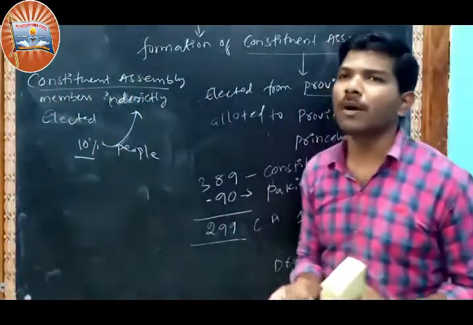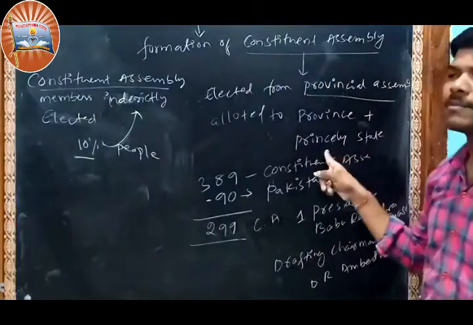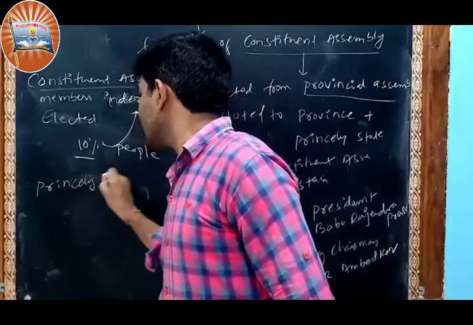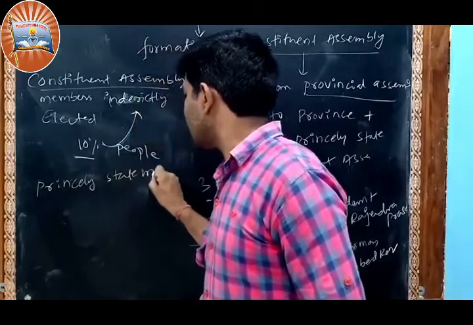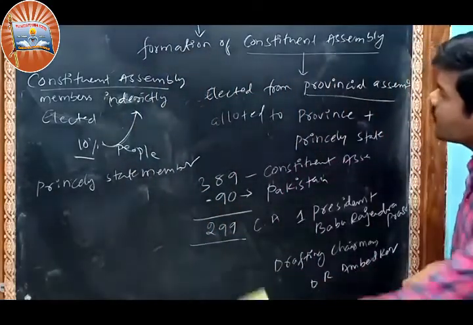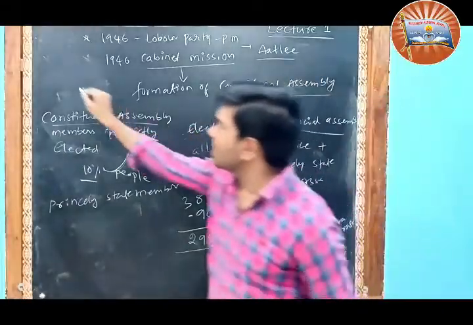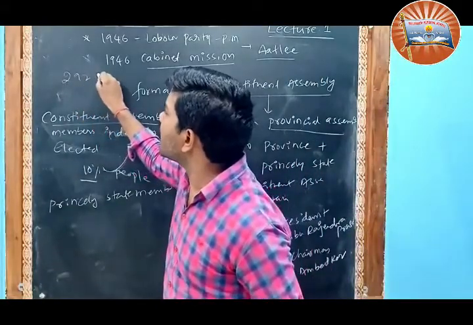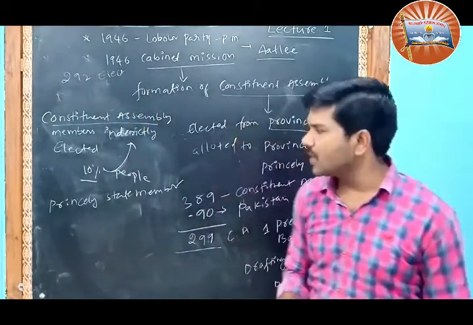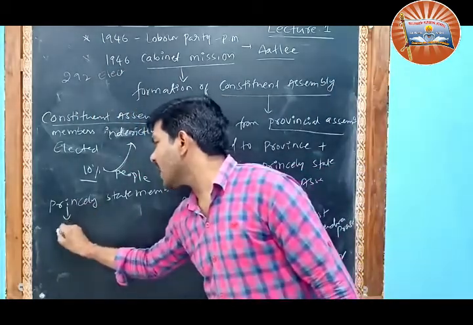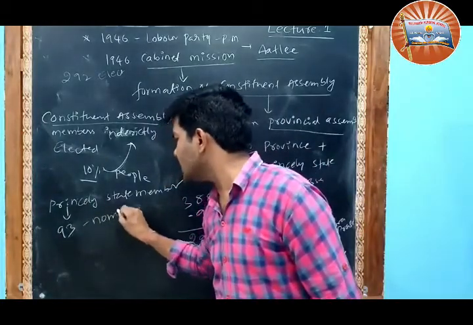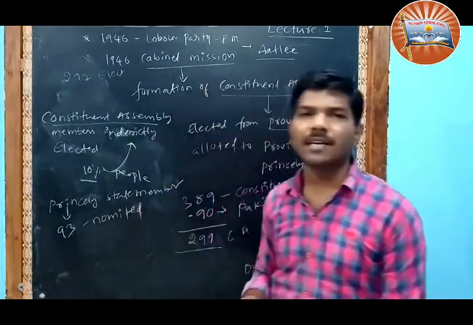And one more important point is that princely states members were not elected. I am reading here. Princely state members. How were princely state members added? Sir, you said that 292 members you wrote here. 292 members were indirectly elected. Remaining 93 members from the princely states were nominated.